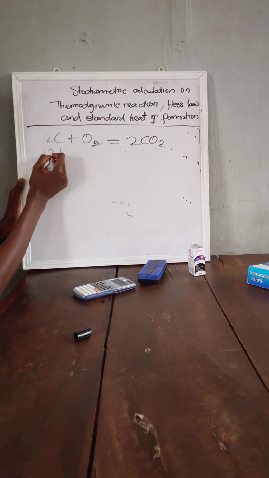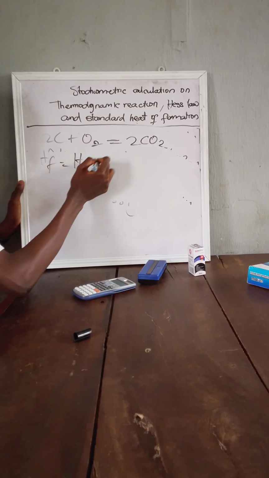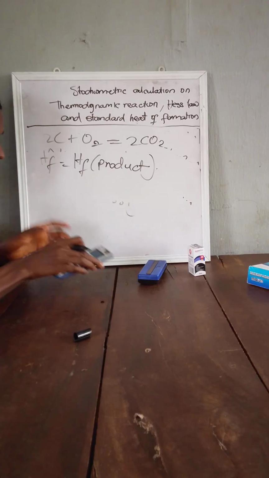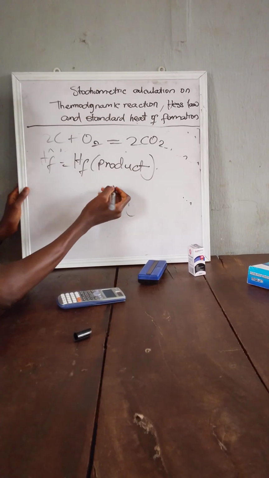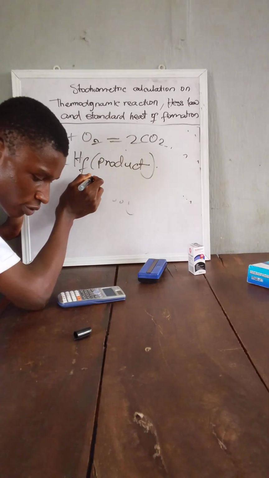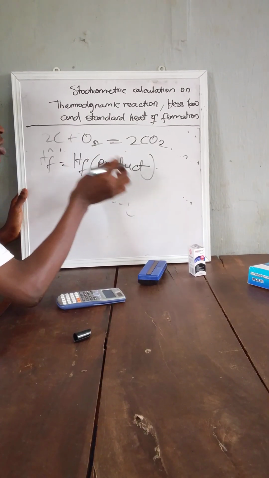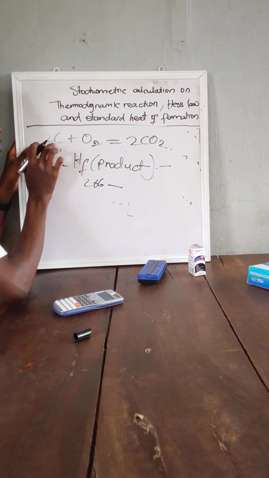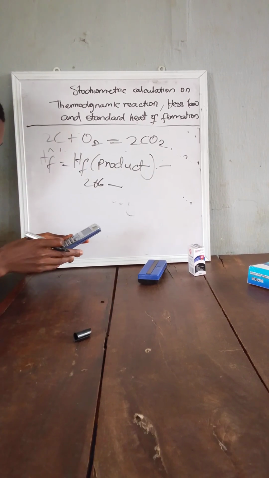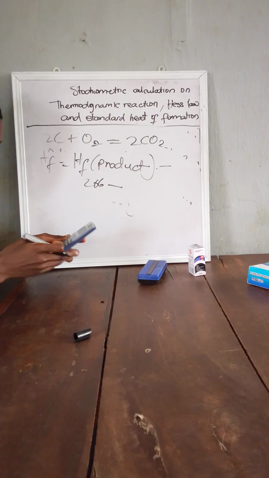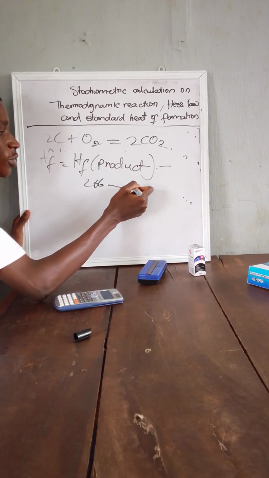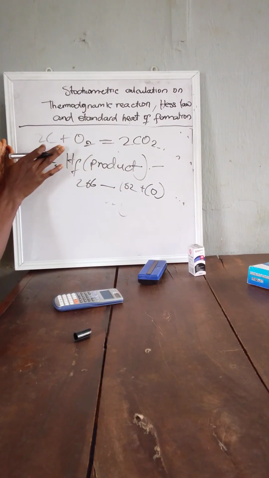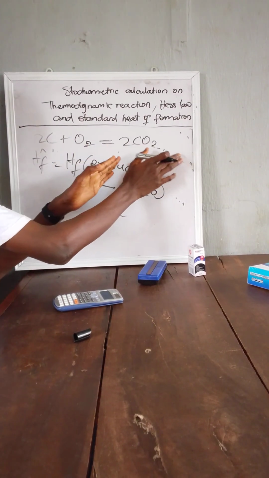So my standard heat of formation is equal to the heat of formation of the product. What is the product? The product is this one, that's 266, minus the heat of the reactant. The reactant, I already got this to be 76 times 2, so 152, plus into bracket 0, because all those that are the reactants, you have to add them together, and all those that are the product, you have to add them together.